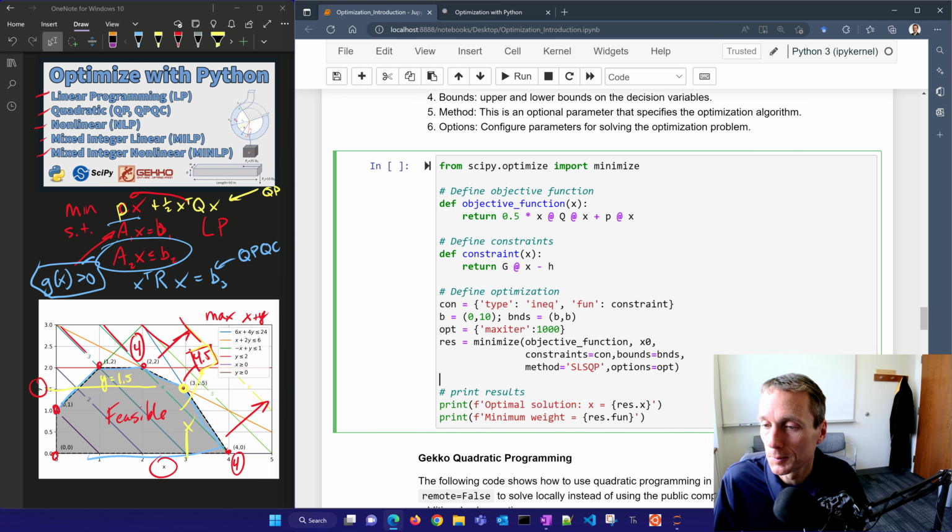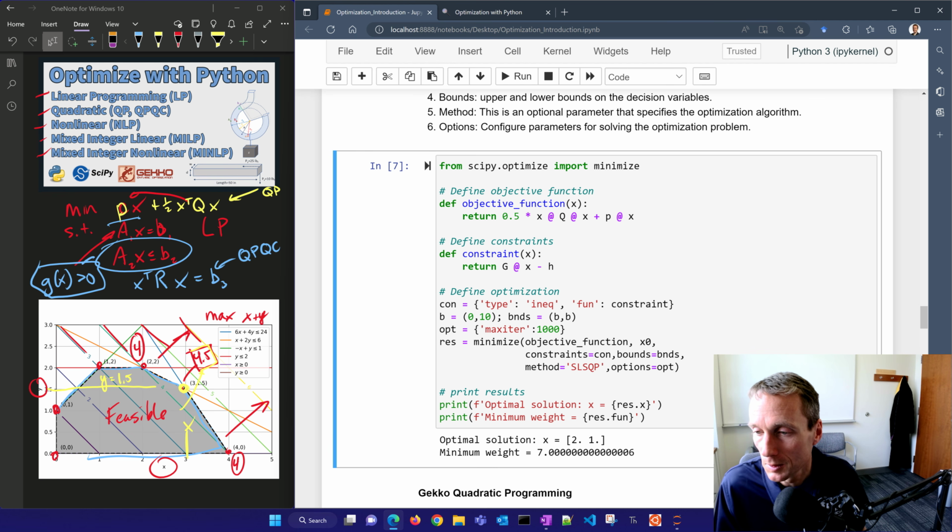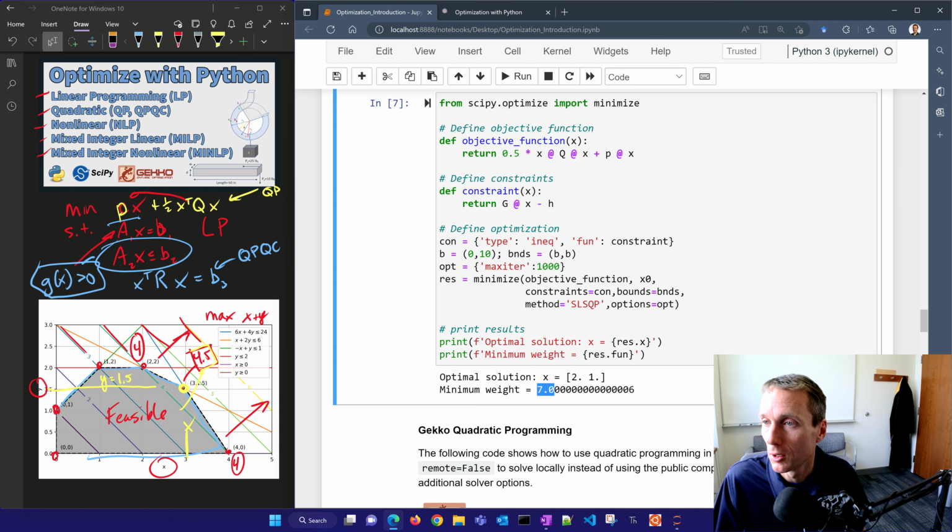Okay, there's our optimal solution. So when we solve it, we'll see that the optimal solution is 2 and 1, and there's our minimum weight. Okay, so we've met all the requirements, and we also have this minimum weight. All right, so you can see you can define your objective function, your constraints, and bounds on your variables.